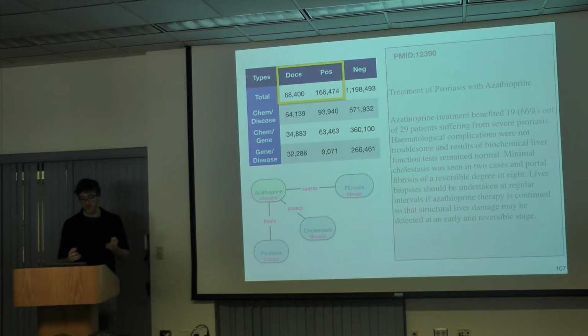And if you're interested in more details of the data set, you can look at this paper, but the main take-home message is that it is much bigger than the original CDR data set and allows us to train more accurate models considering a wider variety of entity and relation types.